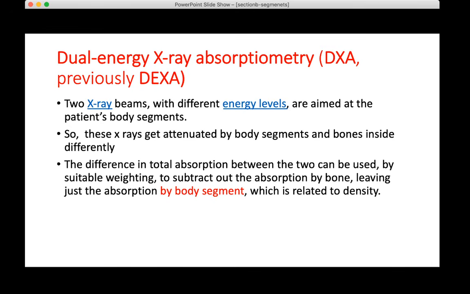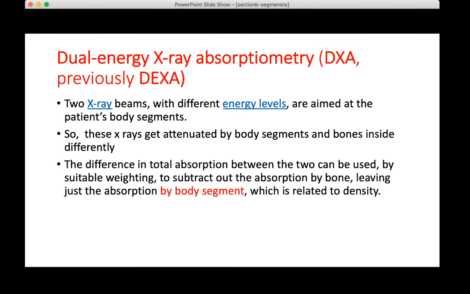Both X-rays have different energies. Now these X-rays get attenuated, meaning they get absorbed by the body segments, and bones are also there, body segments are also there, so they attenuate these X-rays. So how do they get to know? This method will give you density directly. Again, keep that formula in mind: density equals mass over volume.